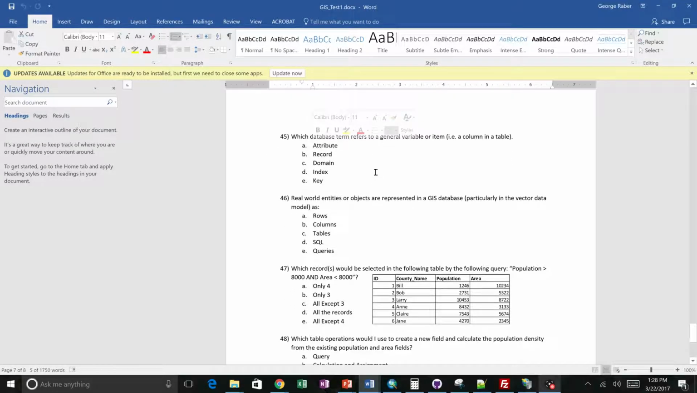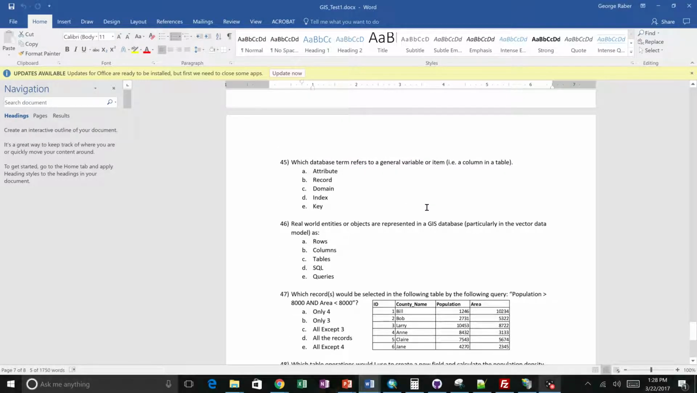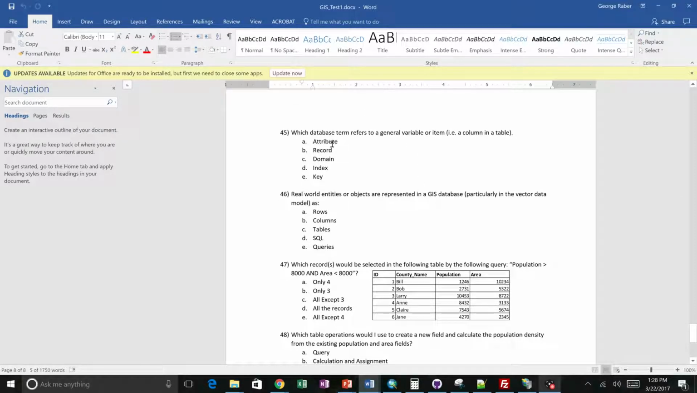So anyway, which database term refers to a general variable or term? And that is a column in a table, so that would be an attribute, A. Let's see if that's what I put down. Yep. Okay, 46. Real-world entities or objects represented in a GIS database are rows, columns, tables. Real world objects are rows, A.